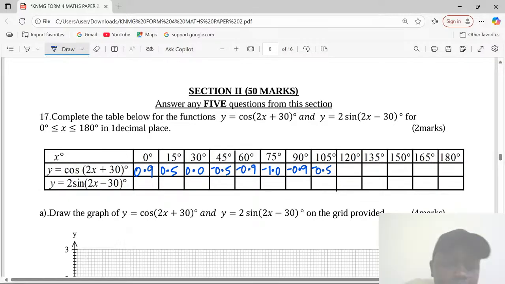At 120, I have 2 into 120. Then I add 30. Then I talk about the cosine of this now, which is exactly 0. So it should be 0.0 because of the accuracy instruction. Then at 135, 2 times 135, then plus 30, the cosine of 300. This becomes 0.5.